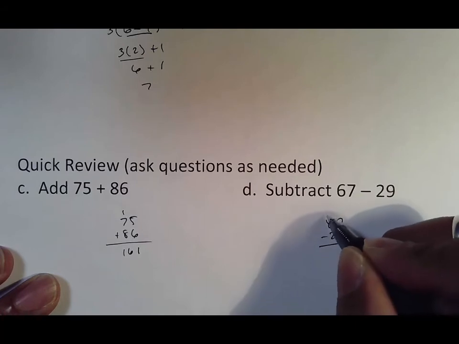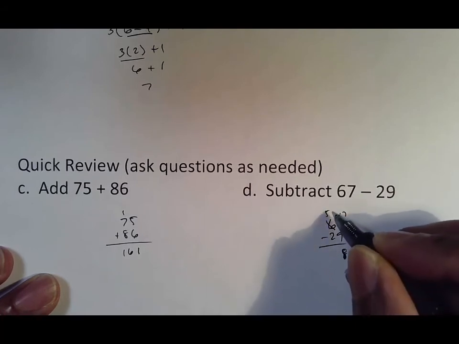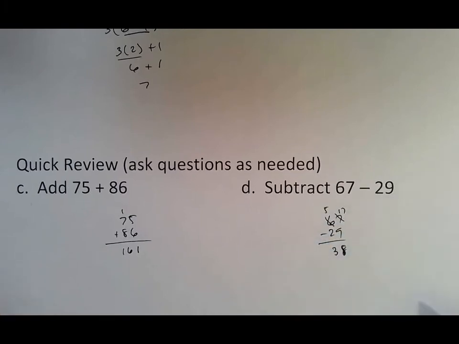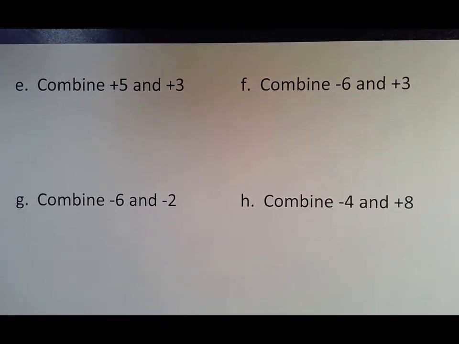67 minus 29. Can't do 7 minus 9, so we have to borrow, turn this into 17. 17 minus 9 is 8. 5 minus 2 is 3. 38 should be it. Just make sure you understand that, and if you don't, again, make sure you talk to somebody quickly as fast as you can, because these things are starting to become more expected.